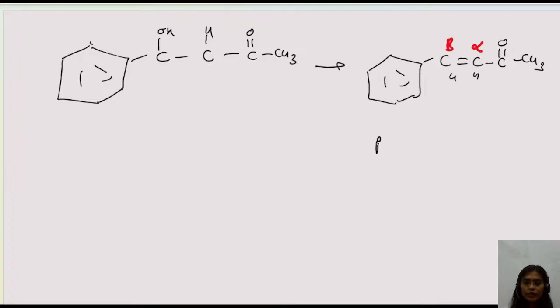So this is the product, an alpha beta unsaturated ketone. Okay, so that's it. This is all for the Claisen-Schmidt reaction. Now let's discuss the second reaction, reaction number two, the mechanism part. I hope it's clear.